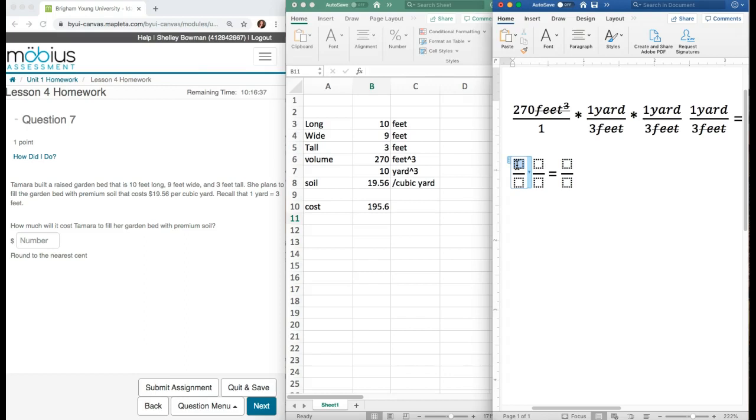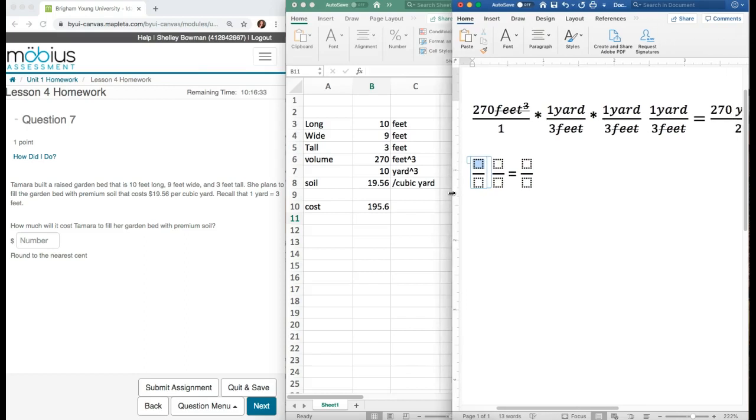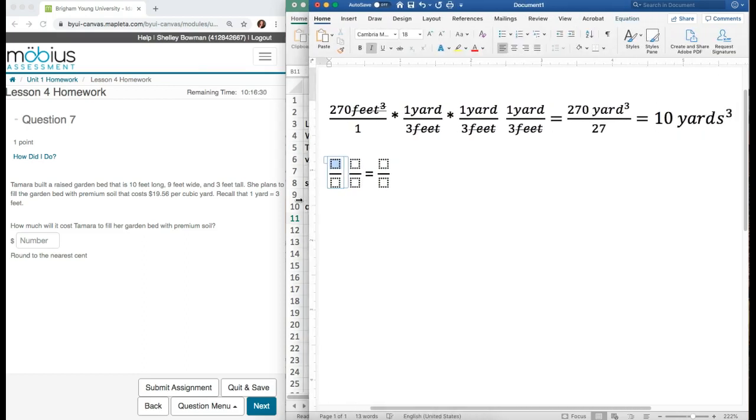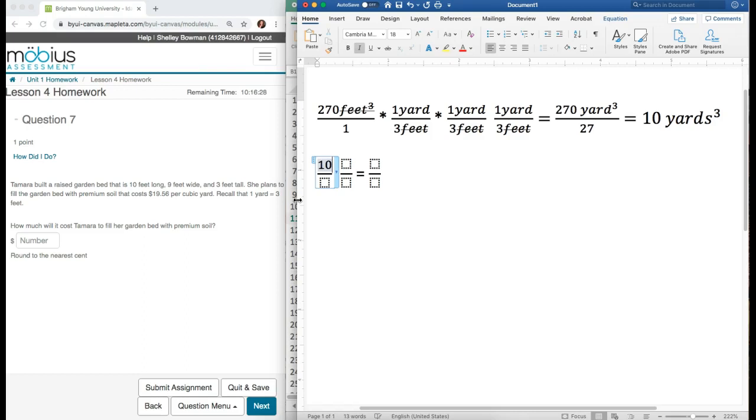I'm just going to go through really quickly for those of you who want another review on unit conversions, and I'll get that over here. So it was 1956. So I have 10 yards cubed, and again I can just put this over a 1. Oh, I didn't put a space bar down over here. There we go. And then we have $19.56 per cubic yard, or yards cubed. I just want to verify, yep, 1956.